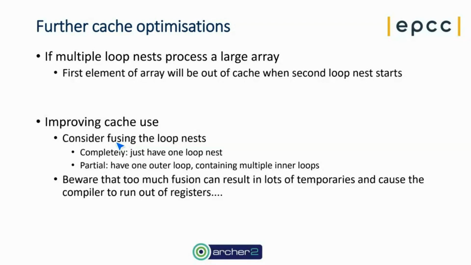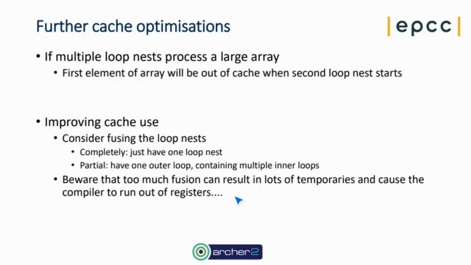So one thing we can do is consider fusing the loop nests. Okay, so putting both the bodies of the two loops inside the same loop nest. We can either do that completely, or it's possible to do it partially. So you end up with one outer loop containing multiple inner loops. And I'll show you an example of that in a minute. Have to beware though, because if we fuse too aggressively, then we can end up with lots of temporaries and cause the compiler to run out of registers. So there is that risk that you can take this too far.